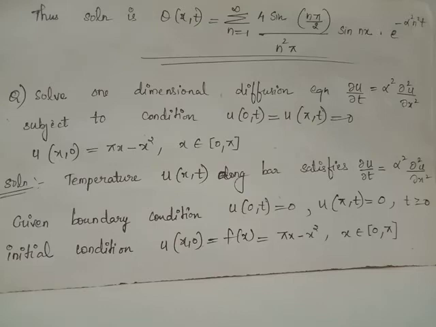Solve the one-dimensional diffusion equation ∂u/∂t = α² ∂²u/∂x², subject to the conditions u(0,t) = u(π,t) = 0 and u(x,0) = πx − x², where x ranges from 0 to π.